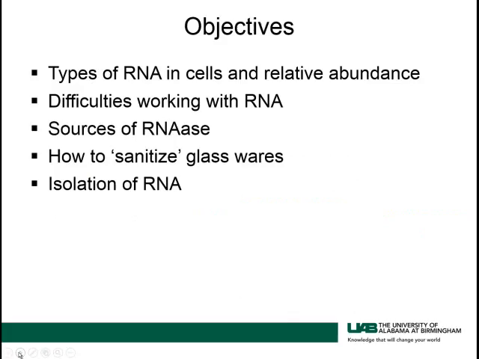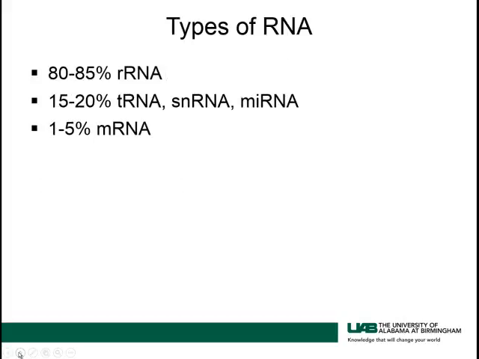Our objectives are as follows. We're going to look at the types of RNA in the cells and the relative abundance of each one. We're going to look at the difficulties that exist with working with RNA, why it is so painful and such a hassle. We're going to look at the sources of RNA contamination. We're going to look at how to sanitize glassware so that we don't have any problem isolating RNA. And we're going to look at a very abbreviated version of an RNA isolation method, the generic way that we isolate RNA.